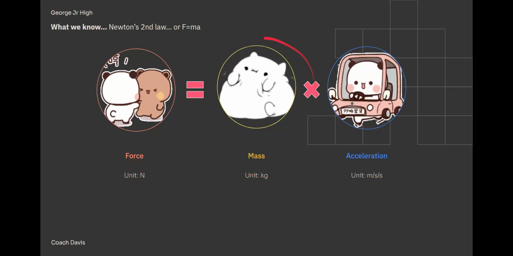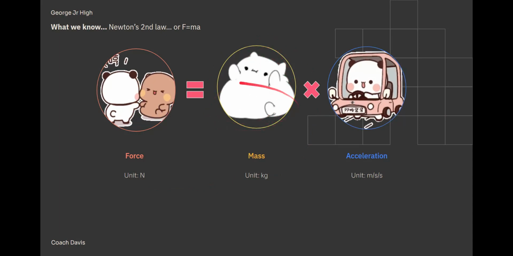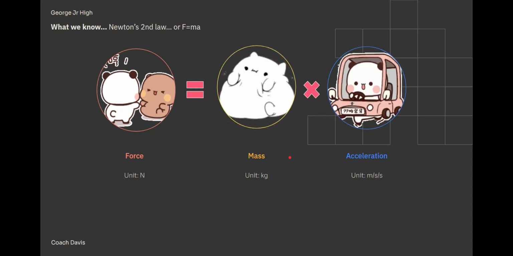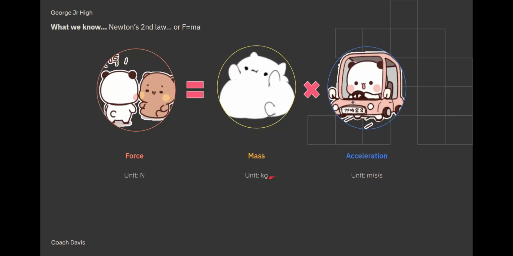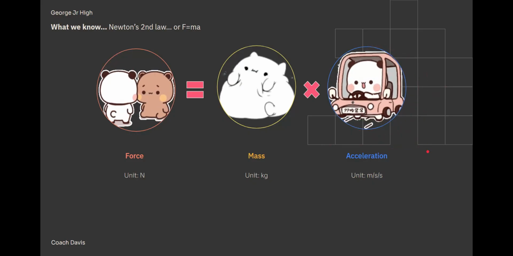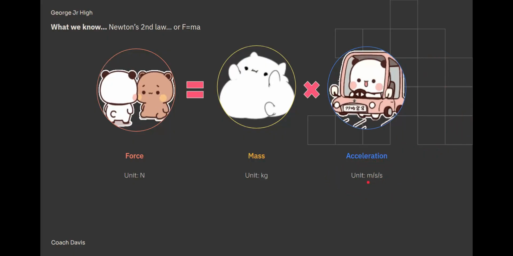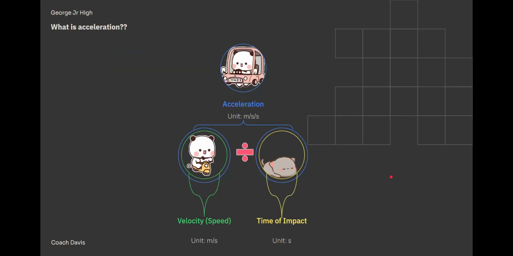N for newtons. Mass is the amount of stuff in an object, and if you check out this cat, it's got quite a bit of stuff. So you'd say that this is a massive cat. It is the amount of stuff in an object, and its unit is the kilograms. The last one is acceleration. This is how fast you speed up, technically how fast you slow down, or you're changing directions. Its unit was really weird, meters per second squared, and we're going to actually dig into that on the next slide.